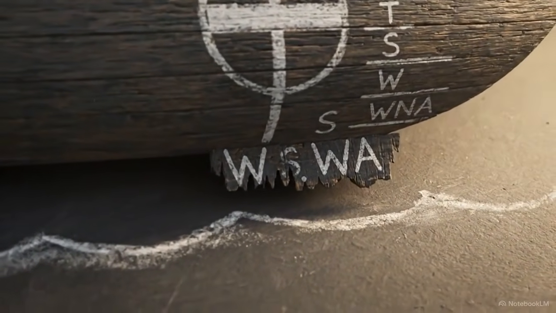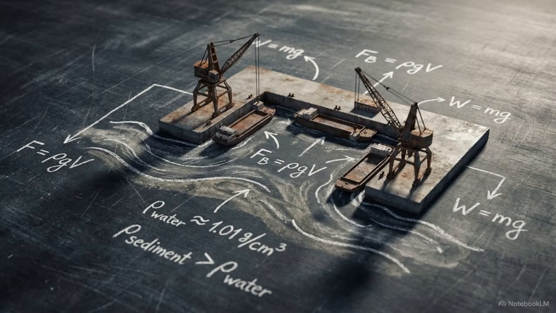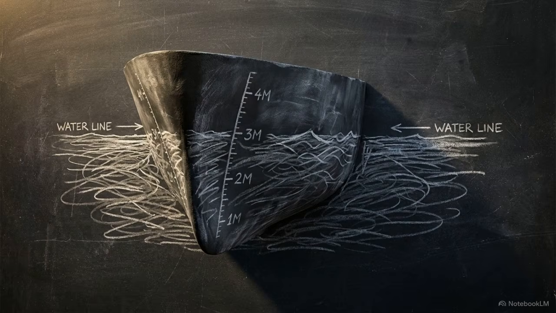Commercial ships rarely load cargo in pure fresh water at 1,000 kilograms per cubic meter or pure open ocean saltwater at 1025. Most global ports and berths exist in brackish dock water, which features intermediate and constantly shifting densities. To calculate draft changes in these intermediate zones, officers use a metric called dock water allowance, or DWA.